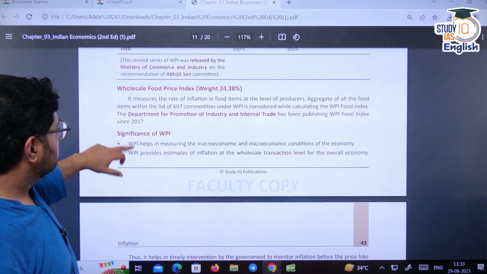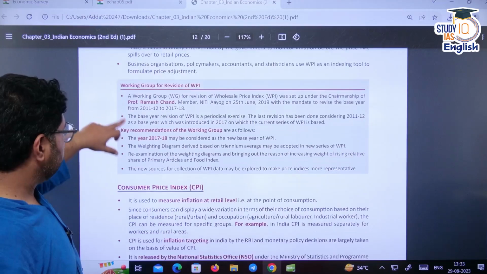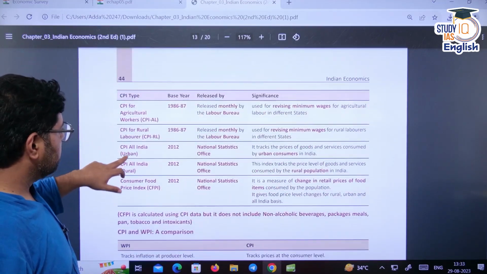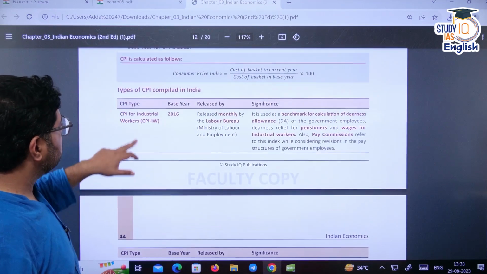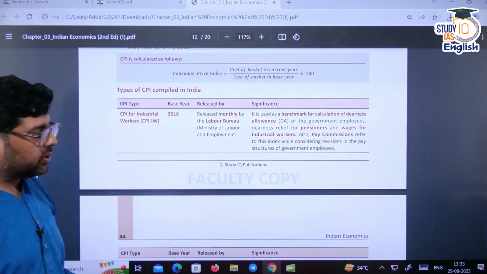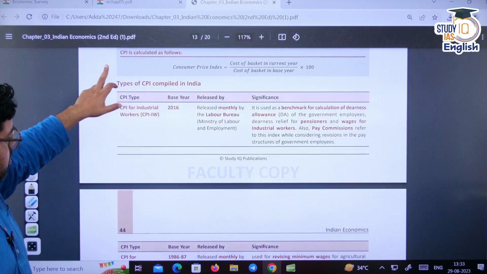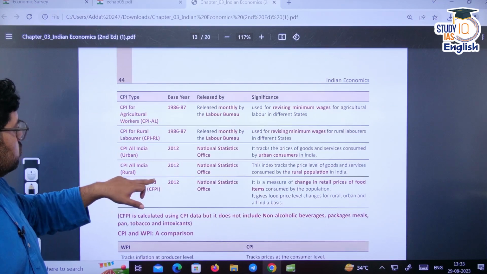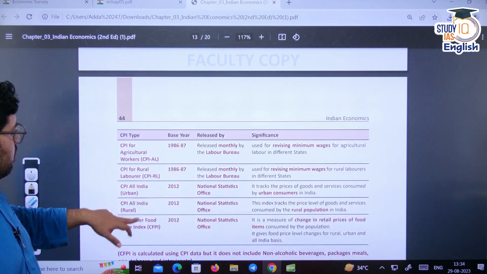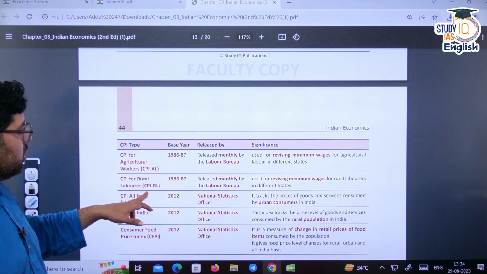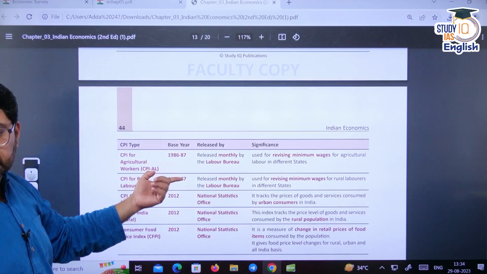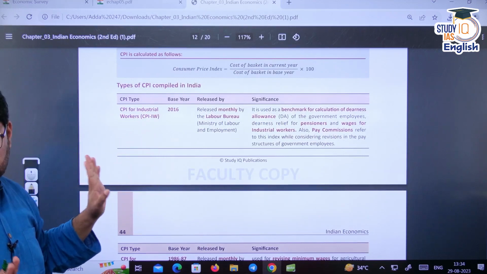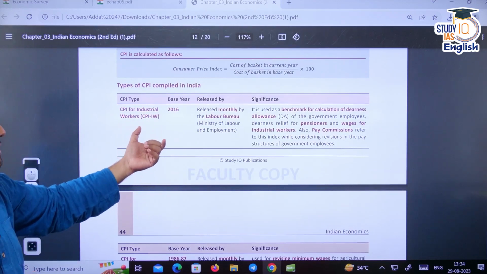Now here, for CPI also they have given the data. As I told you, for CPI there are 6 variants, 260 items each, but the base year for urban, rural and combined is 2012. Clear? For CPI agriculture worker and rural labor, the base year is 1986-87, whereas for CPI industrial worker it is 2016. So it has been recently changed.